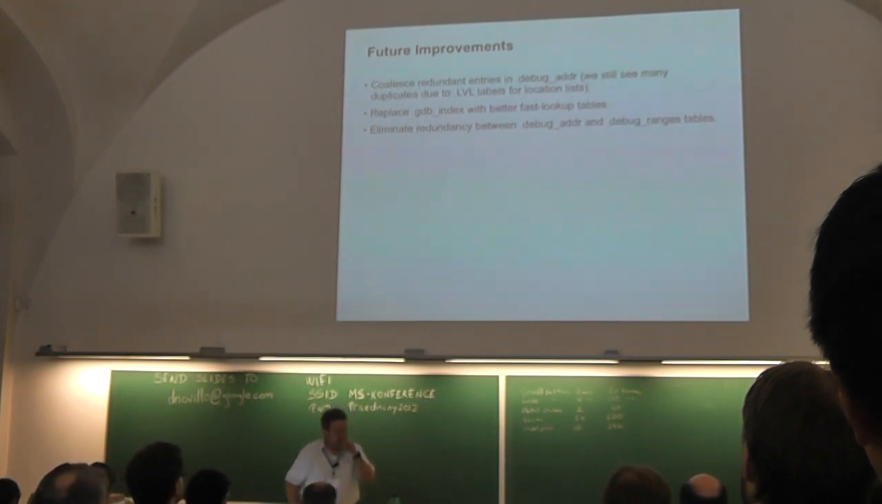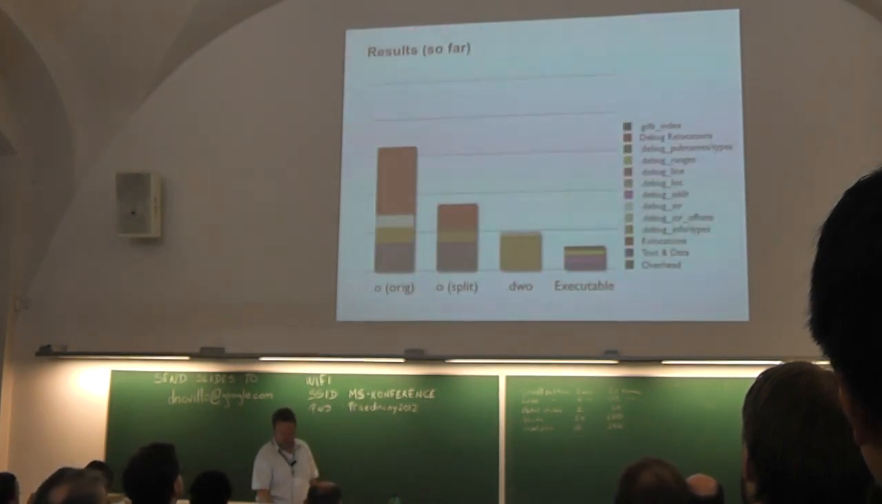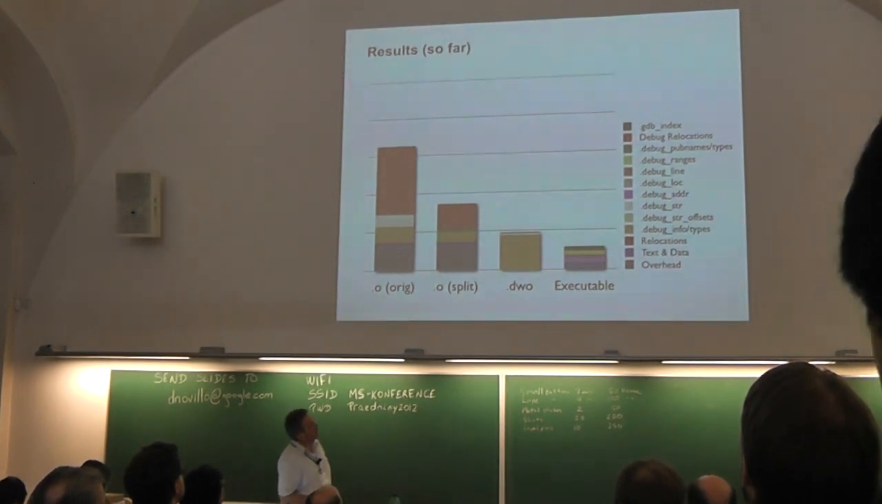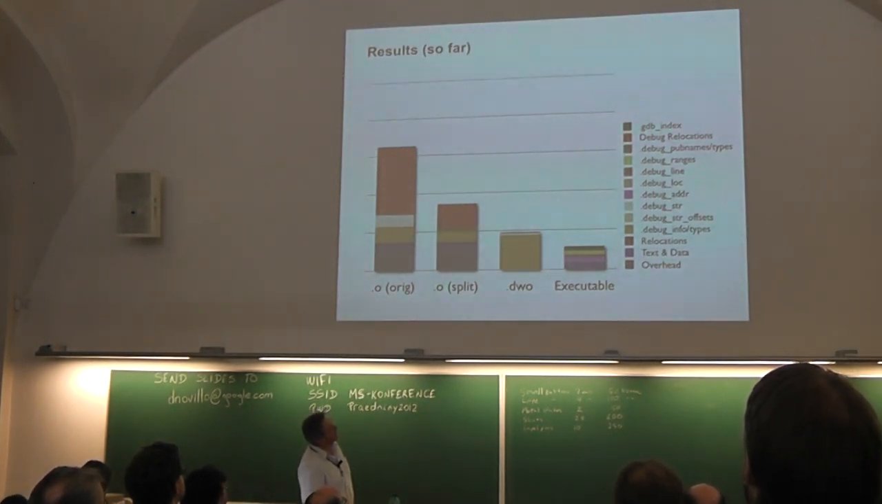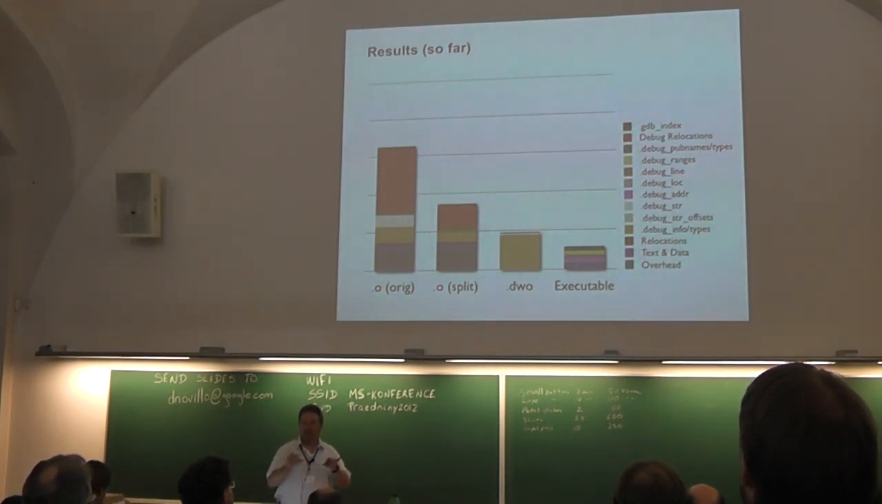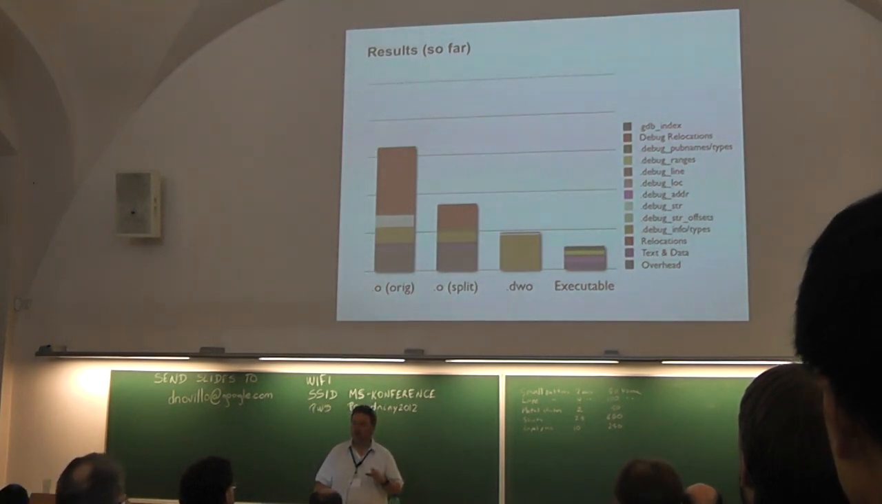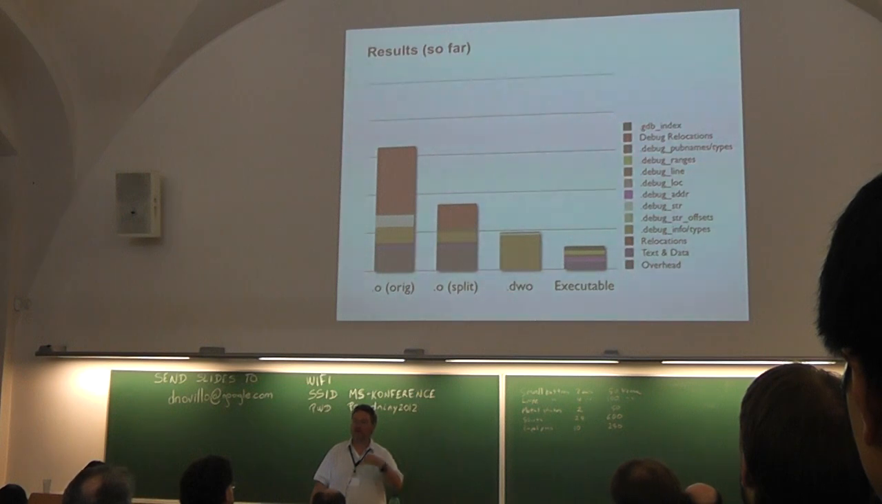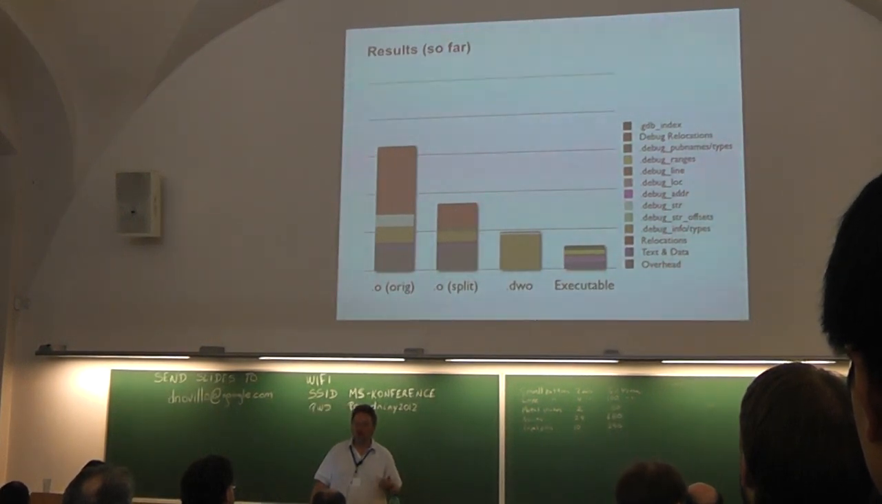Then there's another big thing. If you can see, debug_ranges is the light green, sort of chartreuse. That's fairly large, and debug_addr is fairly large. There's a lot of redundancy between those two things. In fact, a lot of the things in debug_addr could have been expressed as offsets relative to a range. And range lists we've already taken care of, by changing them from low-high to low-length.